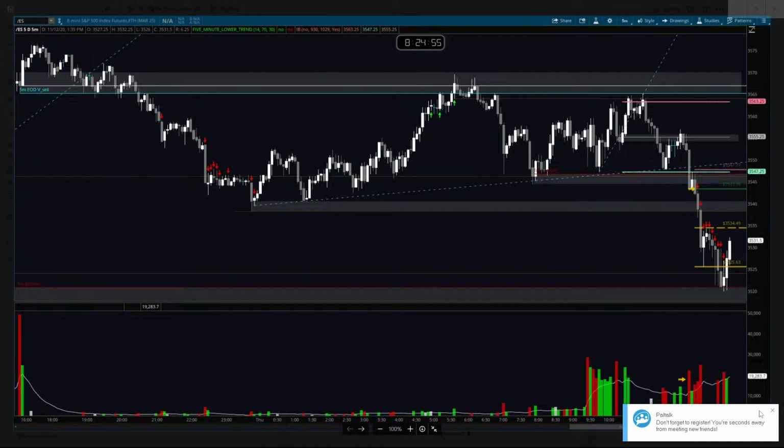Comes back. I don't know why this thing keeps popping up. I know I got rid of this. Came back, retested, and then pushed down. Came back, retested with low volume right here, and then pushed down. Retested this bottom here.